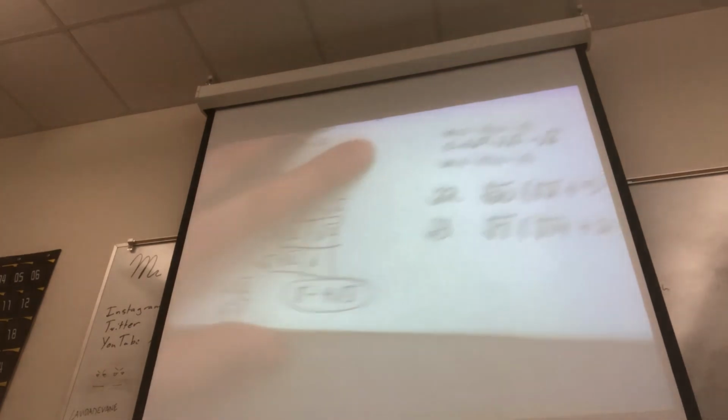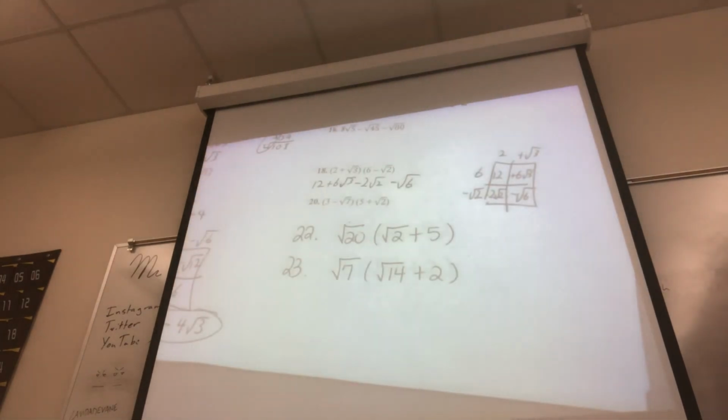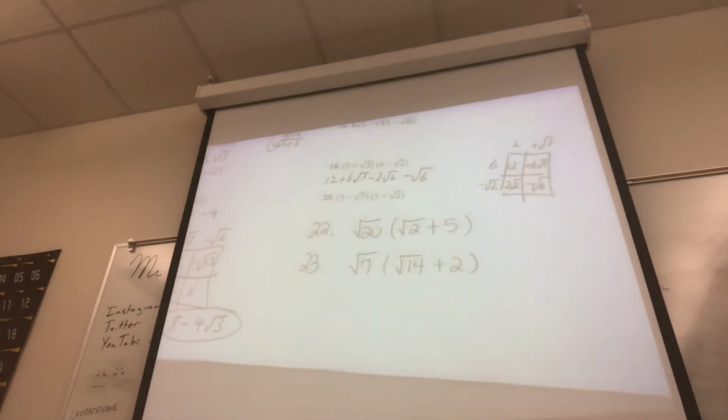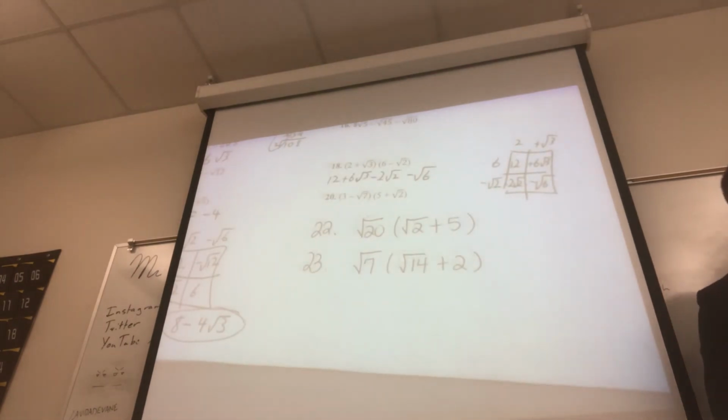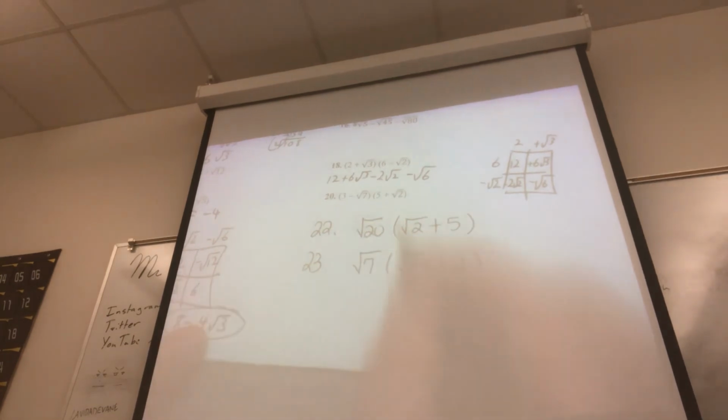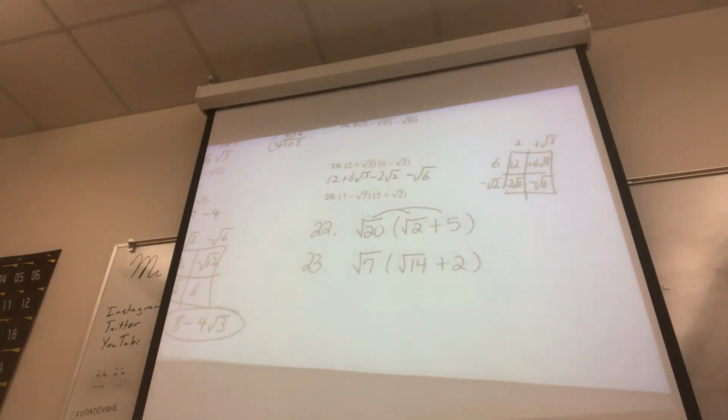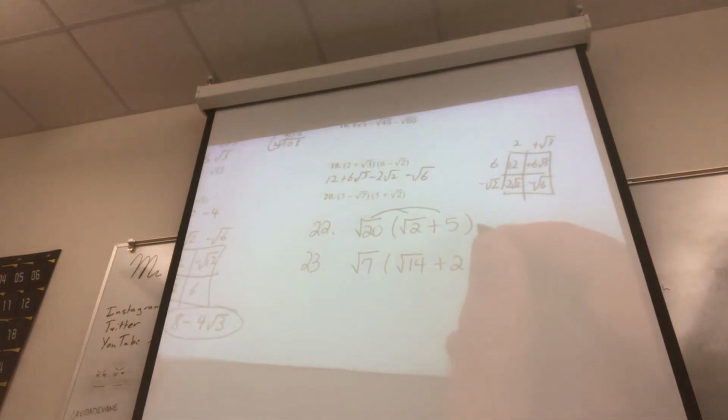This 22 and 23 were added on by someone who made the test and realized that the test had questions like this. If you get one like this, either number 22 or 23, it's the exact same process on both of them. You distribute. Now with the square root of 20, you can already reduce that one. So you could reduce it before you distribute, or you can reduce it after. It actually won't make a difference. I'm going to wait till after.